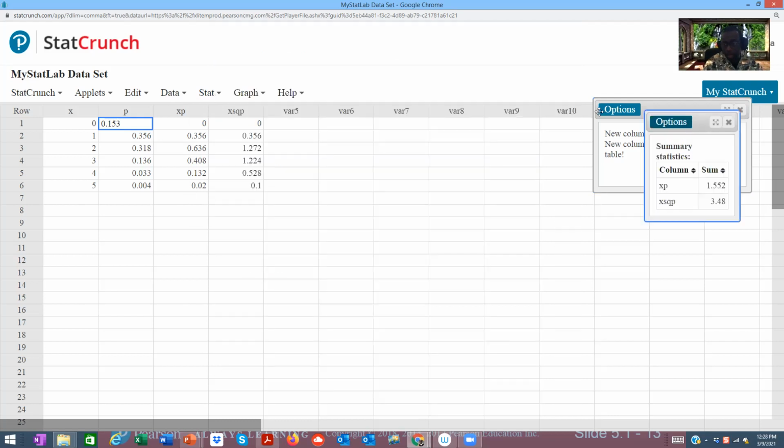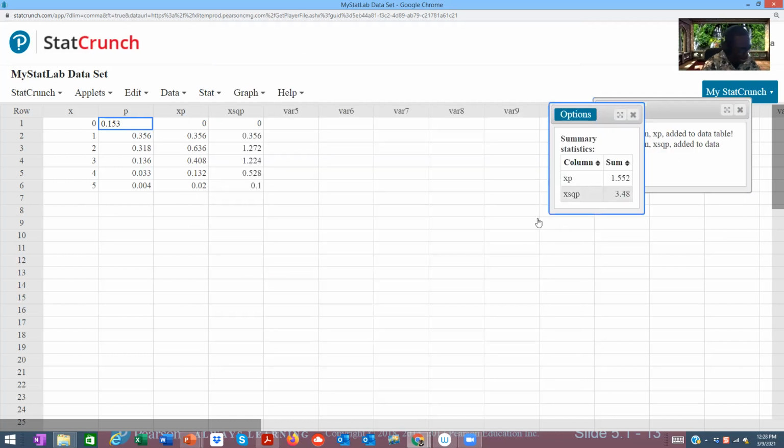All right, so the sum of X squared times the probability is 3.448, and the sum of XP is 1.552. So let us get the mean and the standard deviation this way.